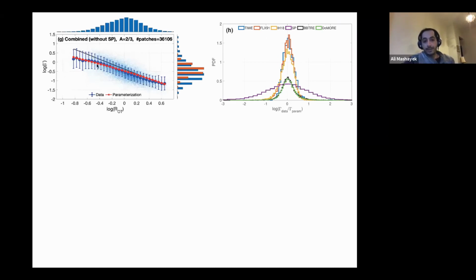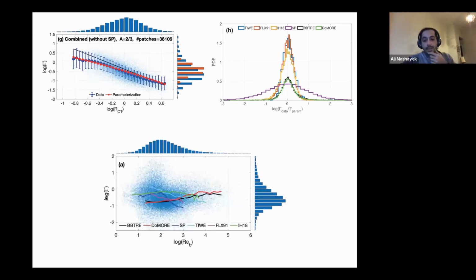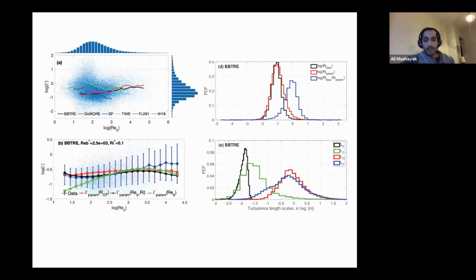And I can plot the ratio of parameterization to data for different cases, and you can see there's a clustering around log being 0. So I'm very happy with this, especially considering that I was actually comparing it with this, right? So this was where we started from, and now we have managed to collapse everything onto here. So all happy about that.